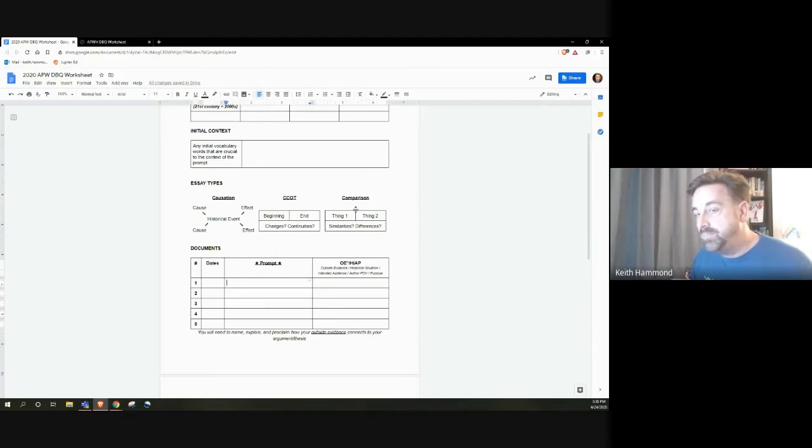If it's comparison, by the time you're done with your essay, the reader should have a real good idea of what thing number one was and what thing number two was, and then also what the key similarities and differences between those things are.